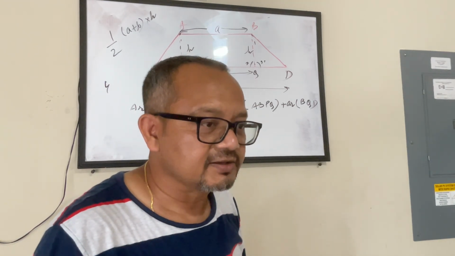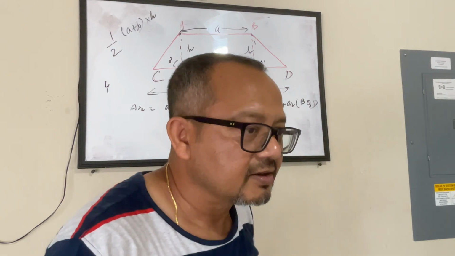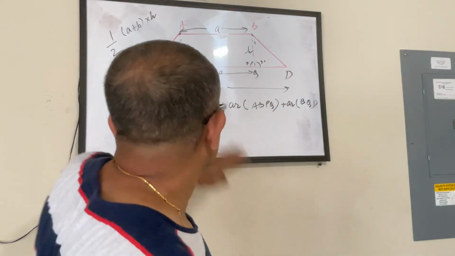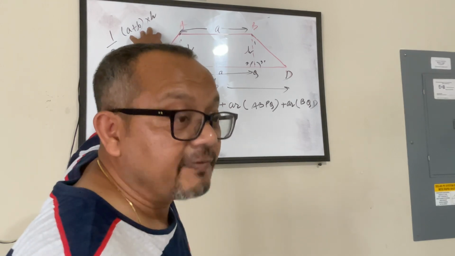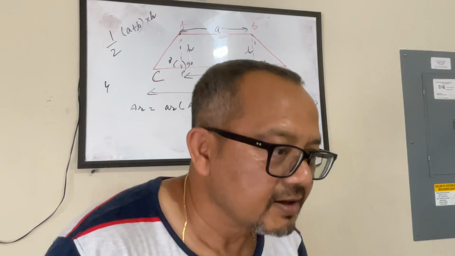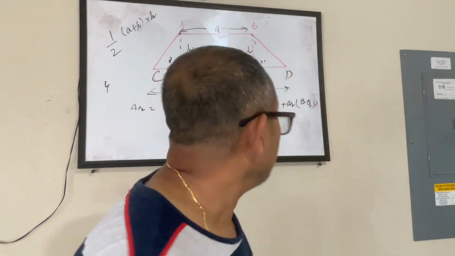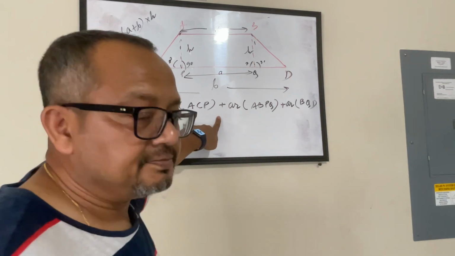Yes, Siddharth? Sir, I don't understand about the formula. So you don't have to understand this formula, okay? Ignore this one. This is what we are trying to find out. No, like the one under the trapezoid. Oh, this one? Yeah. Okay.